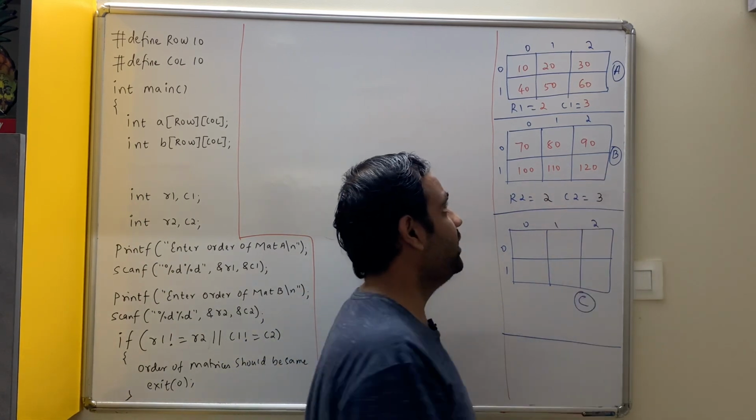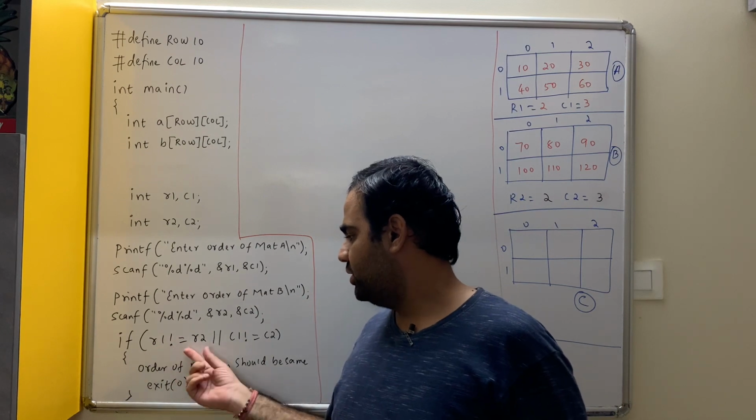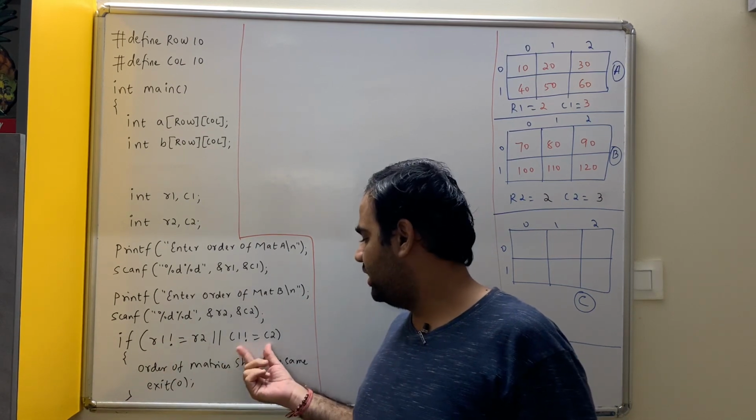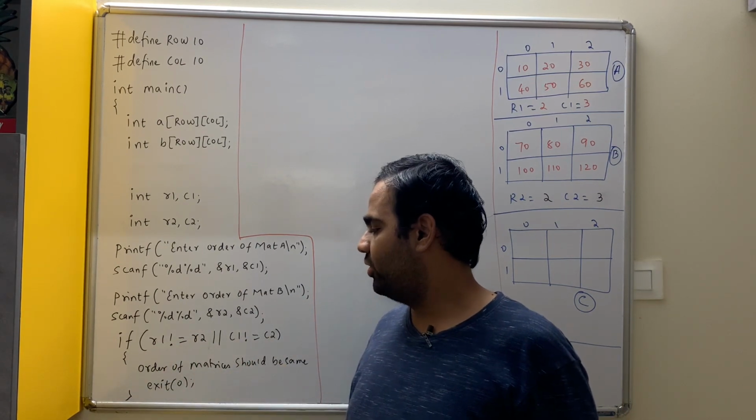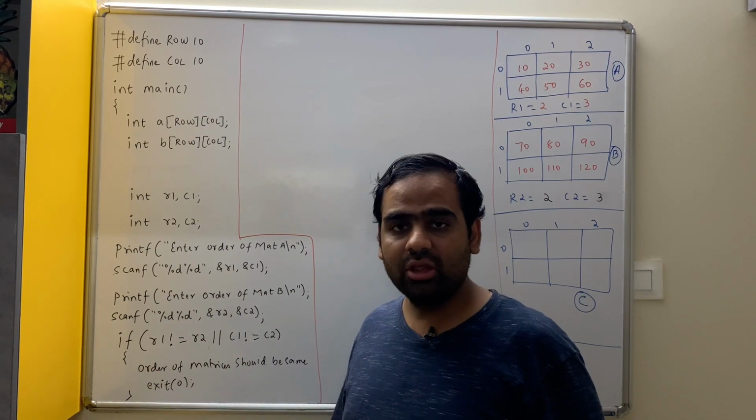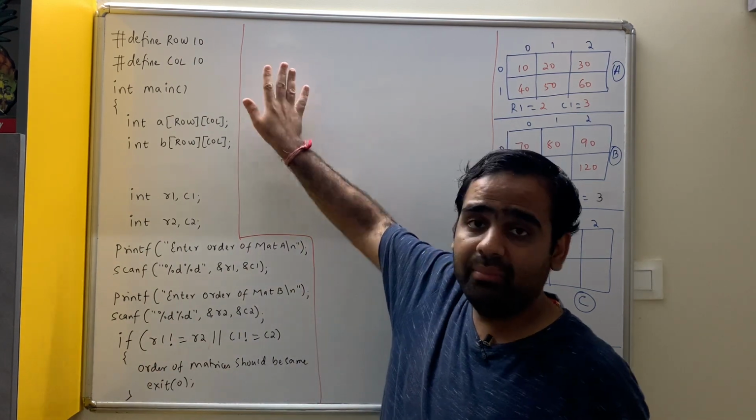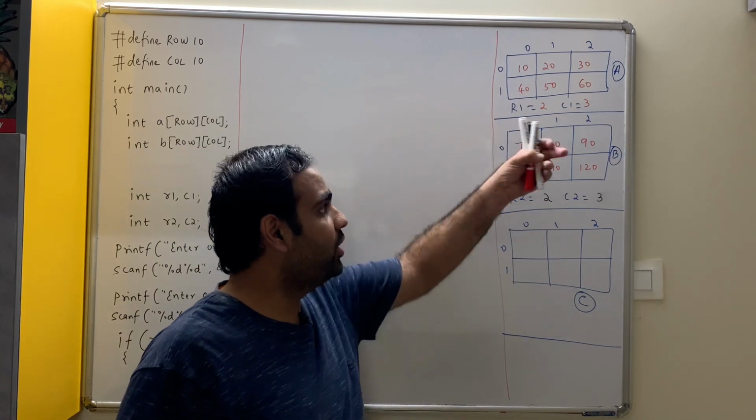Suppose C2 is 3. Now R1 is 2, R2 is 2, 2 not equal to 2 is false, 3 not equal to 3 is false, false or false is false. Do not execute this part of the code, and then we come here to read both the matrices.